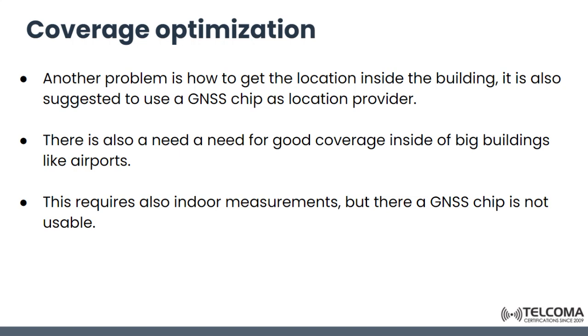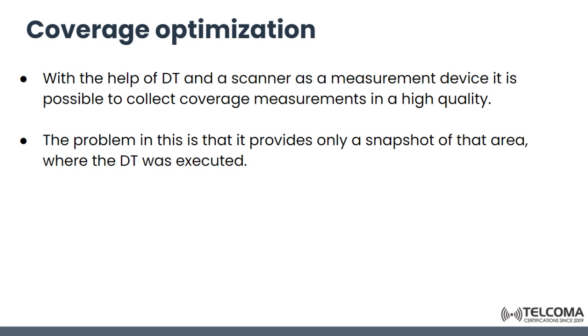Another problem is how to get the location inside a building. It is also suggested to use a GNSS chip as a location provider. There is also a need for good coverage inside big buildings like airports. This requires indoor measurements, but the GNSS chip is not usable here. With drive testing and a scanner as a measurement device, it is possible to collect coverage measurements in high quality. The problem is that it provides only a snapshot of the area where the drive test was executed.